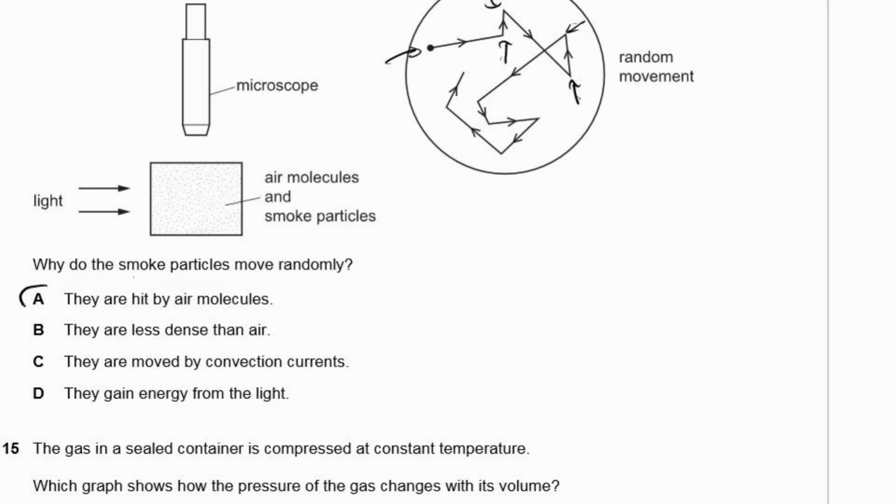Okay, so why does it move randomly? Answer A. They're hit by air molecules. Let's look through the other ones. B, they're less dense than air? No. C, they're moved by convection currents. They might be, but these rapid small movements, the ones that we're looking for, they are because of the collisions. D, they gain energy from light. Not enough to move like that.